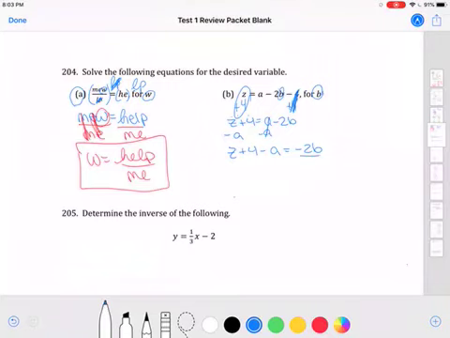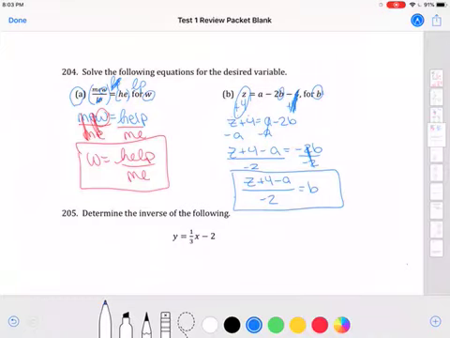Okay, get rid of that negative 2, which is being multiplied to B, by dividing everything by negative 2. Those cancel out, and I leave my answer as is. Z plus 4 minus A over negative 2 is equal to B.